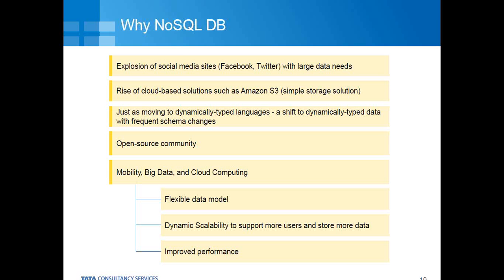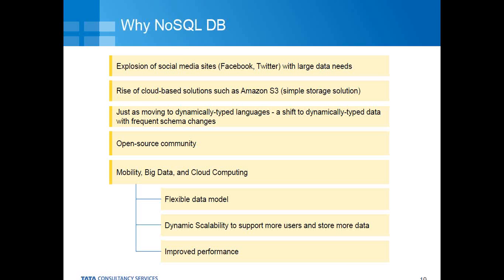And with the advent of cloud, like Amazon S3, the storage solutions had to be more reliable and also more scalable. So that's when the rise of NoSQL DB came into the picture. And also the shift to dynamically typed languages, like I said before, Ruby or Groovy, Ruby on Rails, all these dynamic languages help in designing applications quite a bit faster.